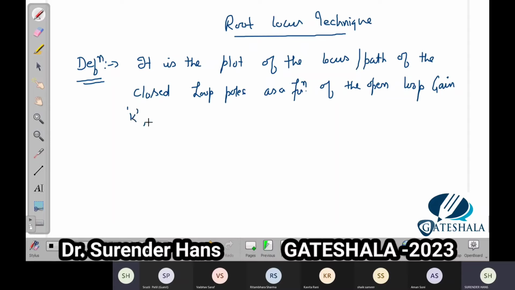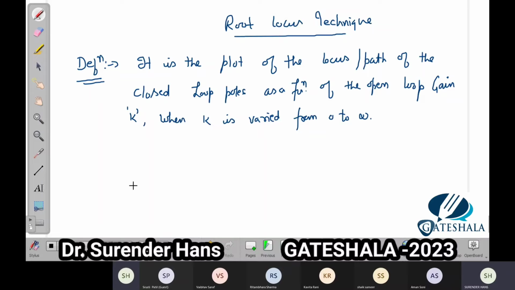Okay, when K is varied from 0 to infinity. Clear? So let me again define this word by word. So what is the root locus? Root locus actually it is the locus.